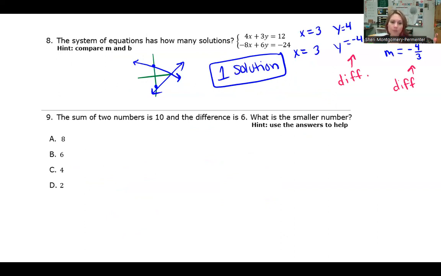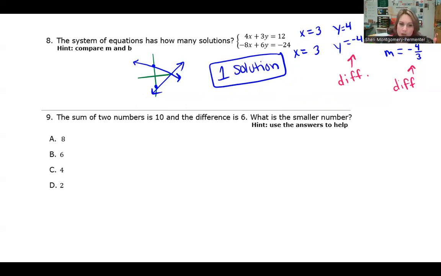The sum of two numbers is 10, and the difference is 6. What is the smaller number? Does anybody struggle with these? Some people are really good at them, and they can do puzzles in their head, and some people really struggle. Who really struggles with this type of problem? Yeah, they're kind of confusing.